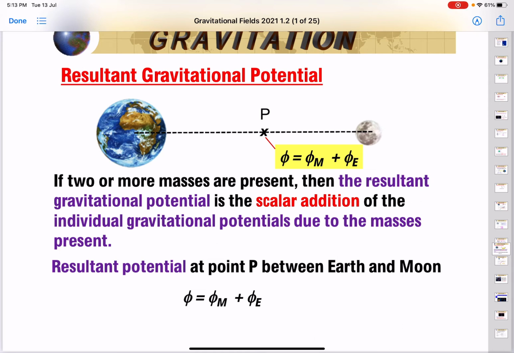So if there are two masses or more that are present, then the resultant gravitational potential is given by the scalar addition. Note that this is very different from how we would add gravitational field strength. So a good example would be a point P that's between the Earth and the Moon. To find the resultant gravitational potential, we just have to add the contributions from Earth and Moon.